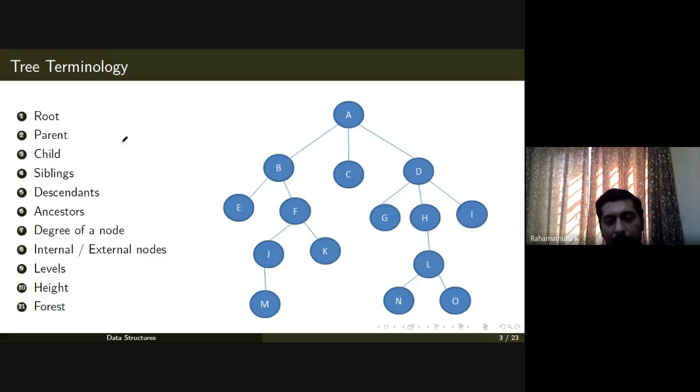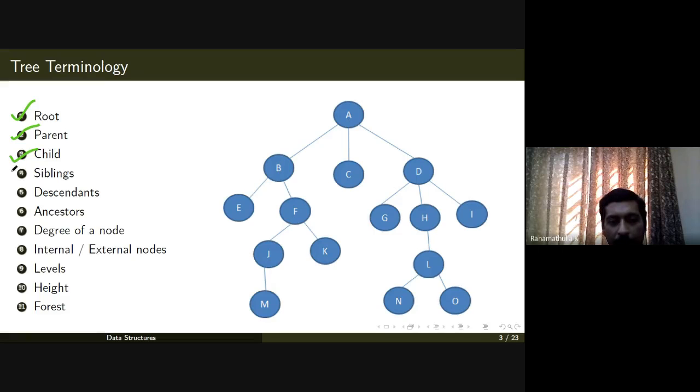The parent of a node, for example, let's take this node B. It has an incoming edge from A, so the parent of B is A. The parent of C is A. The parent of K is F, and so on. Child, child is just opposite. A has children B, C, and D. F has children J and K, and so on. So root of the tree, parent of a node, child, children of a node.